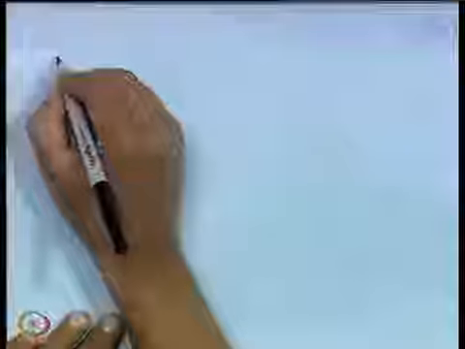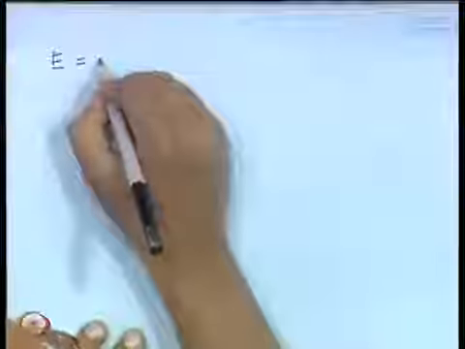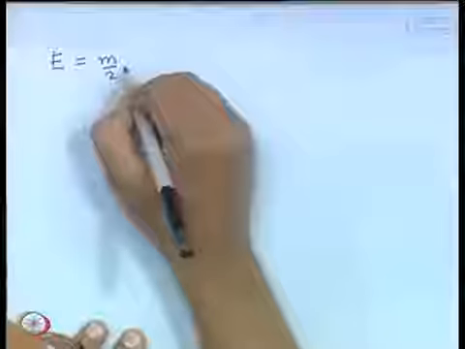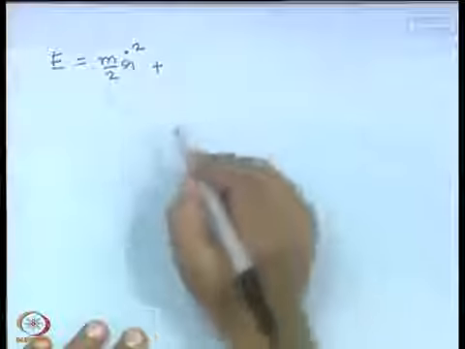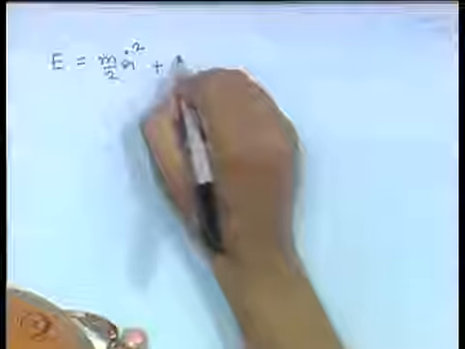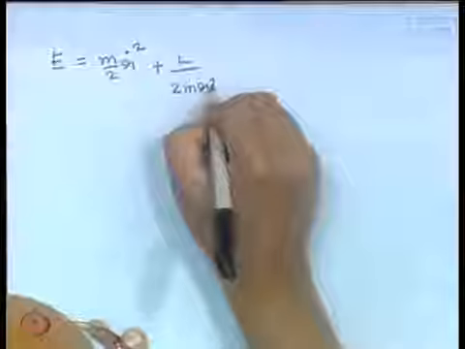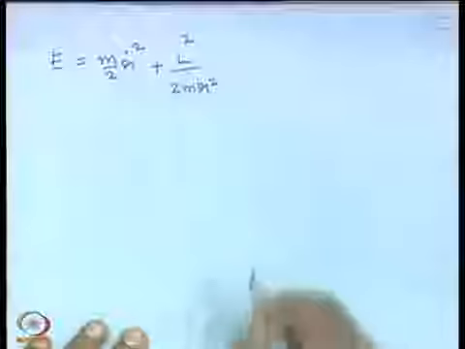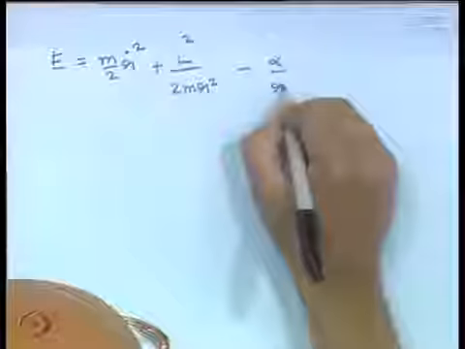The angular momentum, or let me start with the energy, the conservation of energy E. We had calculated this. This was m by 2 r dot square plus L square by 2m r square minus alpha by r.